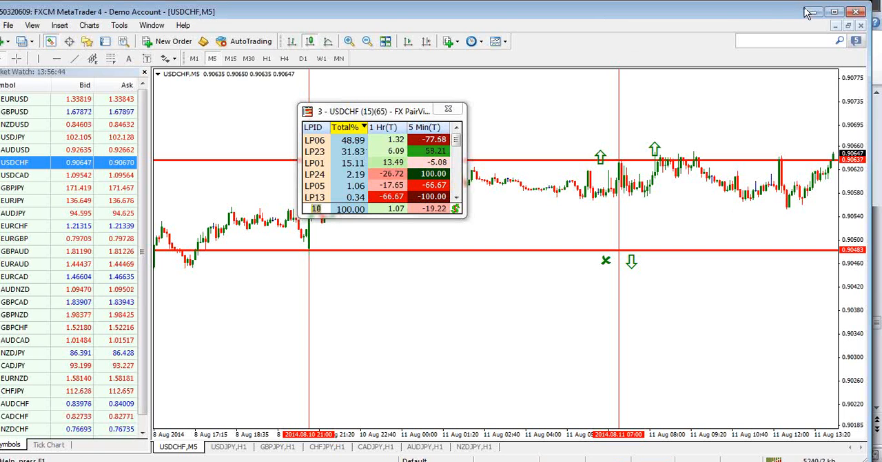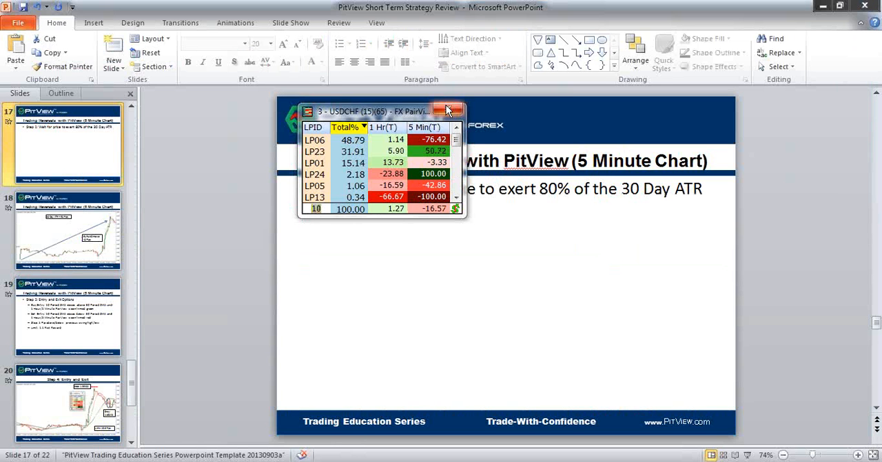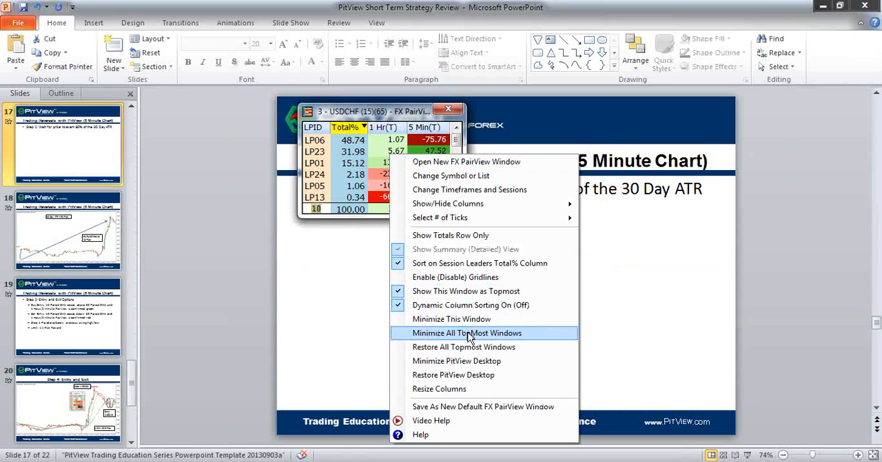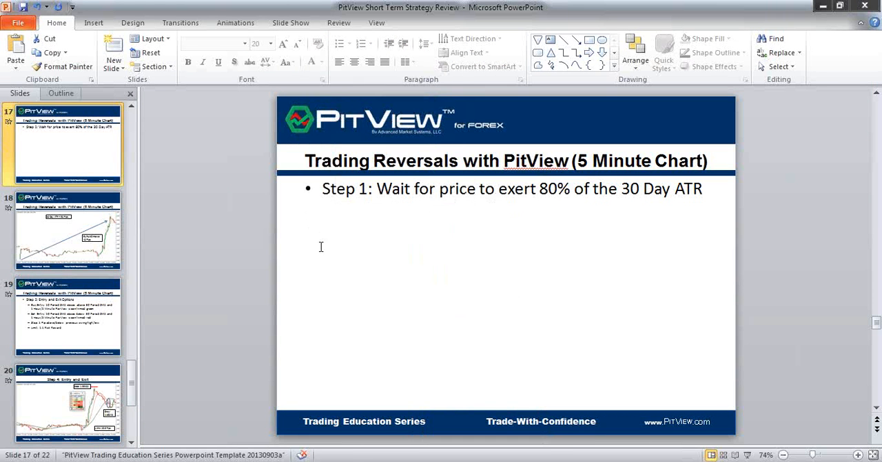Don't trade for the sake of trading, especially on a Monday morning. All right. With the last 5 minutes or so, that was an example of trading momentum with our London breakout strategy. Let me go ahead and minimize that window.